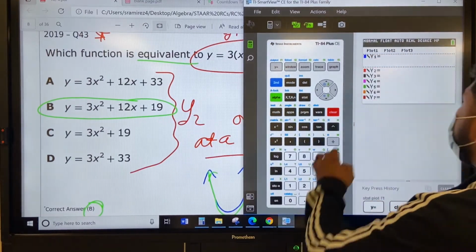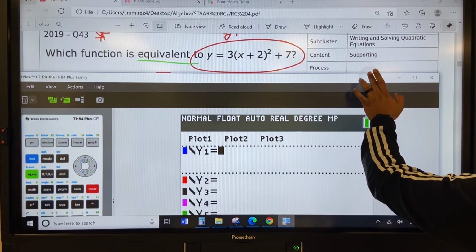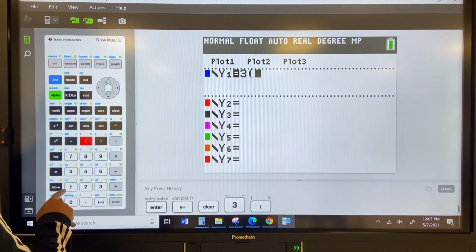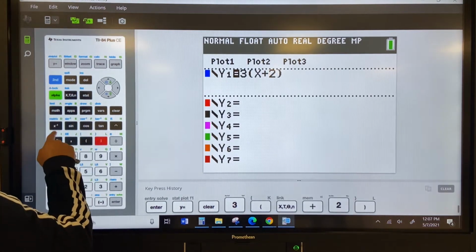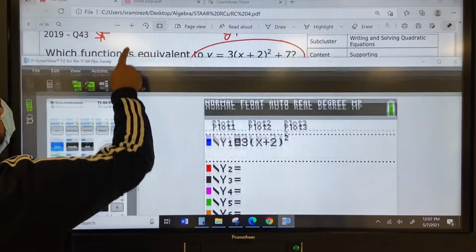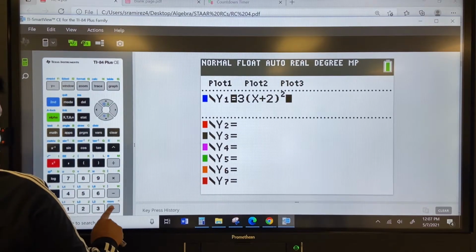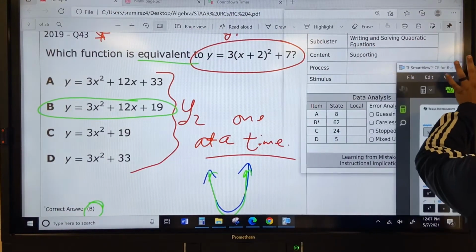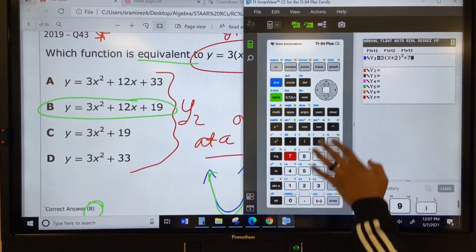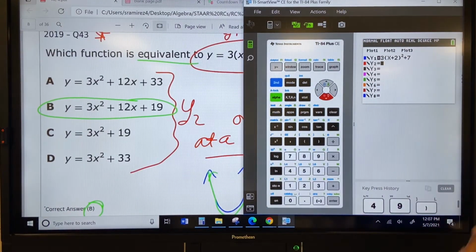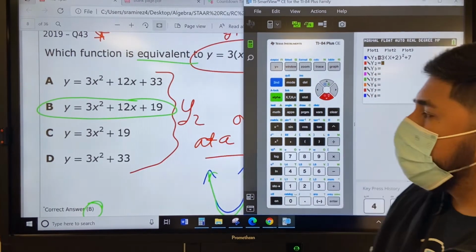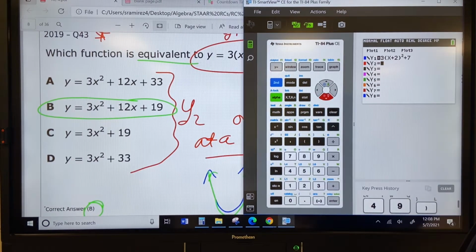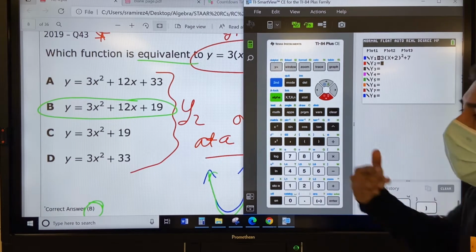No worries. So in Y1, 3 parentheses, x plus 2 squared, plus 7. Yeah, plus 7. Okay. Next, I'm going to put the answer choices. I like to do one at a time. I know a couple kids, you're just going to smack it all out, put it all in there. They're all color coded, so you should be able to tell which one's A, B, C. Me, Mr. Ramirez, I want to do it one at a time.